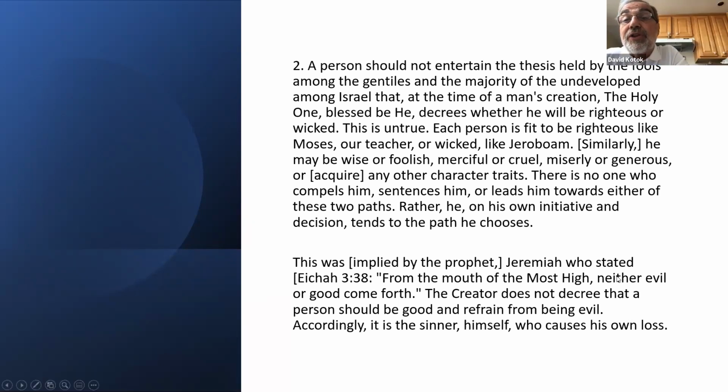A person should not entertain the thesis held by the fools among the Gentiles and the majority of the underdeveloped among Israel that, at the time of man's creation, the Holy One, blessed be he, decrees whether he will be righteous or wicked. This is untrue. Each person is fit to be righteous like Moses, our teacher, or wicked like Jeroboam. Similarly, he may be wise or foolish, merciful or cruel, miserly or generous, or acquire any other character traits. There is no one who compels him, sentences him, or leads him toward either of these two paths. Rather, he, on his own initiative and decision, tends to the path he chooses.